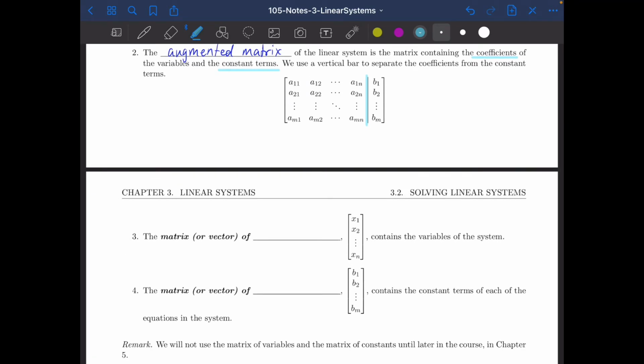The matrix or vector of variables contains the variables of the system. And finally, the matrix or vector of constants contains the constant terms of each of the equations in the system. Now, we will not use the matrix of variables and the matrix of constants until later in the course in chapter 5, but we will use the coefficient matrix and the augmented matrix in chapter 3.